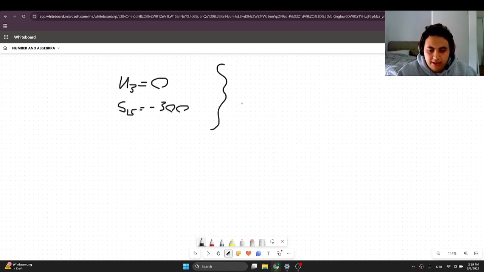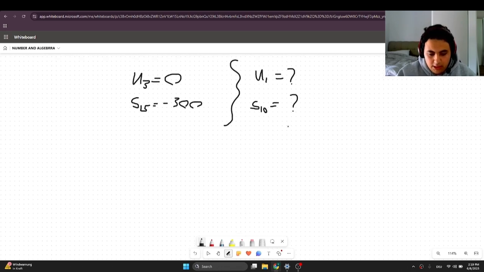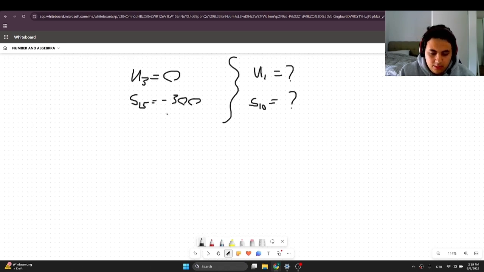What are we supposed to find? We are supposed to find the first term and the sum of the first 10 terms. So we're supposed to find u1, we don't know what that is, and the sum of the first 10 terms. Okay, cool. So we're given u3 is equal to 0, S15 is equal to negative 300. Okay, now let's set up these.